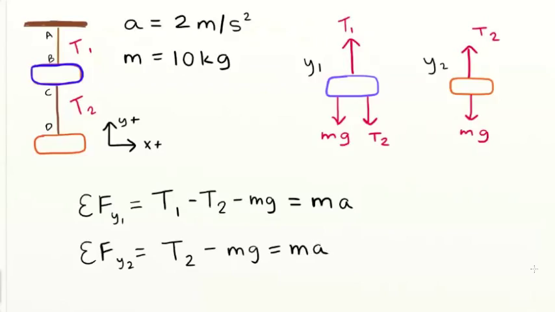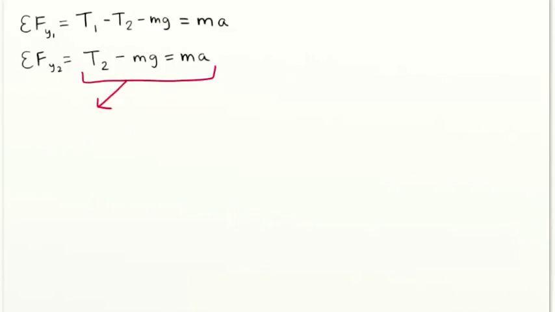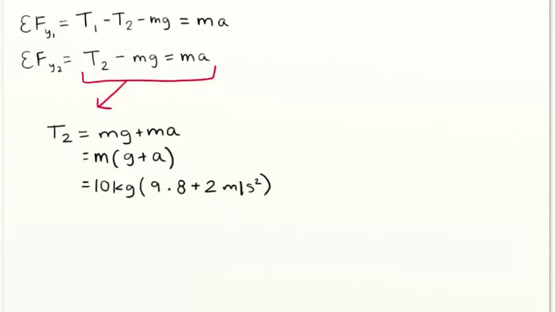Now we can use our givens and plug that into the second equation. So the problem already gave us the mass and the acceleration, and we know that gravity is 9.8, so we're just going to plug all that in and solve for tension 2. And we get tension 2 equals 118 newtons.